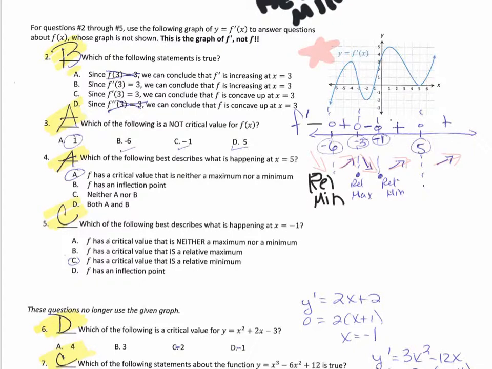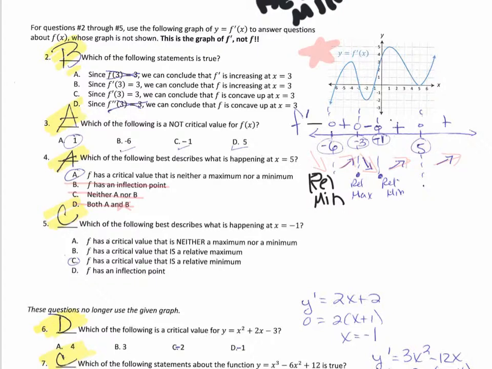Let's go see what our choices are. F has a critical value that is neither a max nor a min. Well, that's what we just said. We can't tell whether it's an inflection point because inflection points use the second derivative, so we can't do that. Neither A nor B could be, except that we know that A is true, so it is not that one. Both A or B not true because it's not B, so that means we're going to choose A.